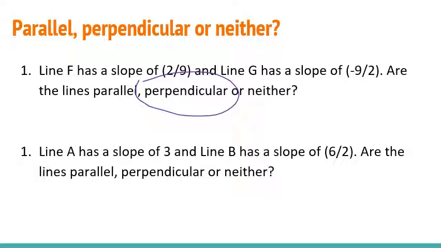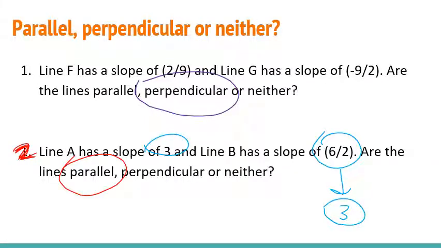Okay, the next one, oops, didn't mean to repeat a 1 there, it should say 2. So number 2 here, line A has a slope of 3 and line B has a slope of 6 over 2. Well, remember, we always want to reduce these, so 6 over 2 is actually just 3. So because they have the same slope, these lines are going to be parallel.